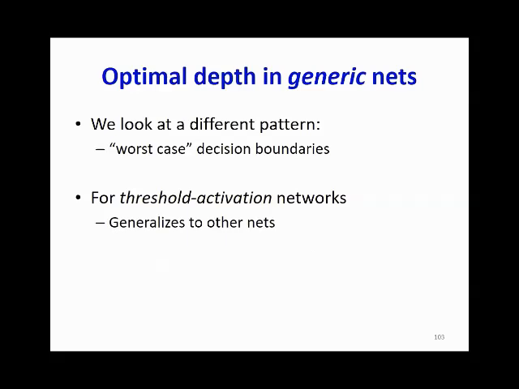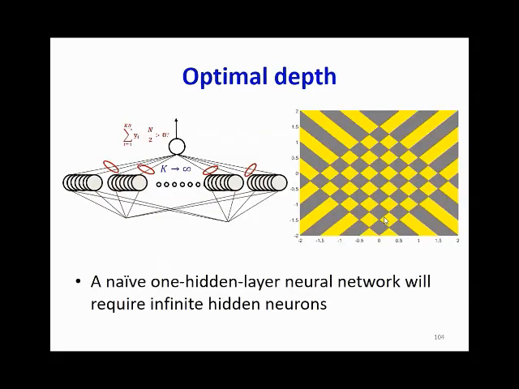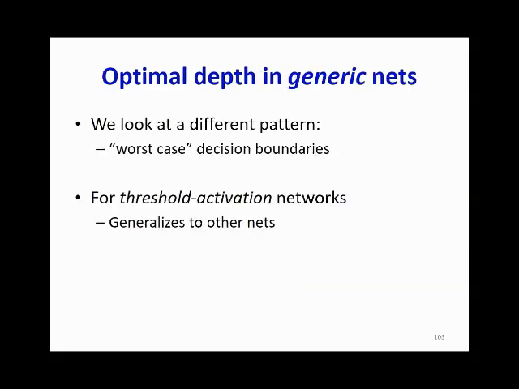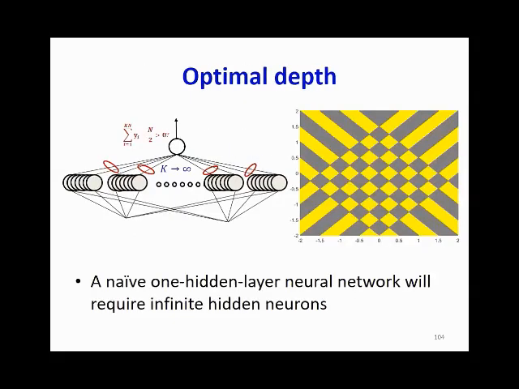So now we get the idea of why even a one hidden layer network can construct any decision boundary. But then let's take a look at somewhat more generic patterns and look at some worst case functions. And again, I'm going to continue assuming threshold activation networks. This generalizes to other nets.